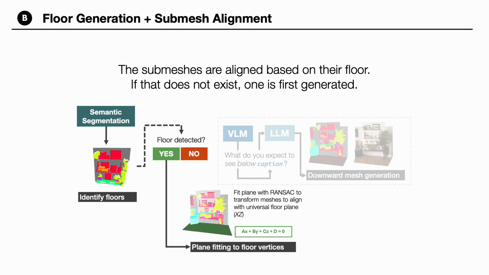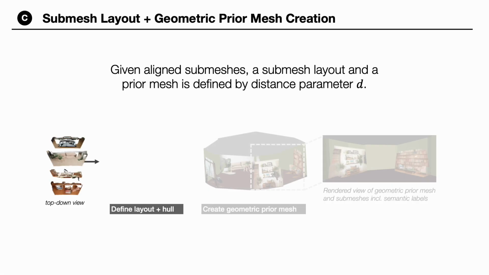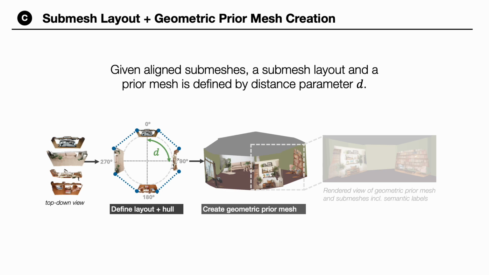If no floor is present in an input image, we generate a floor through a downward mesh generation trajectory, using a prompt defined by a large language model that is passed an inferred image caption of the input image. After alignment, submeshes are arranged with a parameter-based layout technique that positions them on the perimeter of a circle. The diameter of this circle is determined through parameter d, defining the size of the blended space between the submeshes. The geometric prior is then defined as the convex hull of this layout.